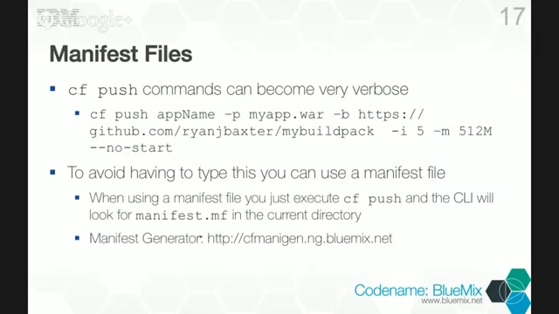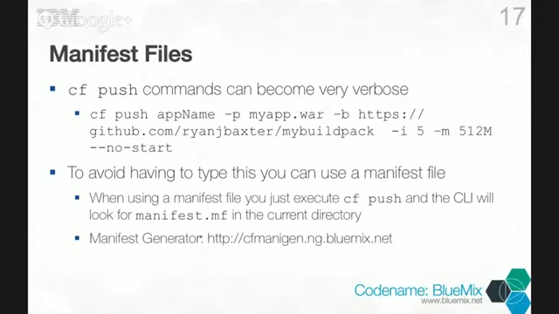Sometimes your CF push commands can become very verbose. I have a very good example here of something that's long and complicated. We've specified an application name, we specified the WAR file we want to push, we specified the build pack we want to use, how many instances, how much memory. It's verbose and error prone. So the way to solve this is using what's called a manifest file. Basically, you take everything that's in the command line, you put it in a manifest file, and you simplify your CF push command.